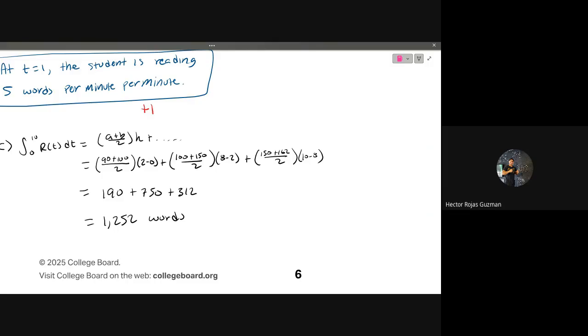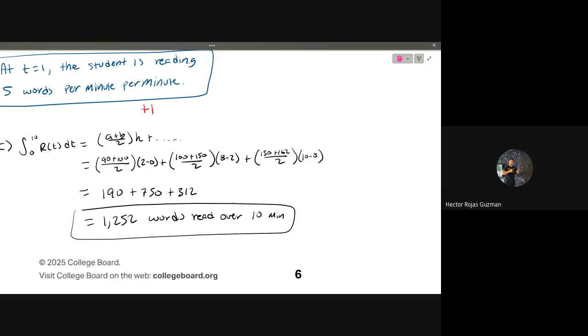Okay, now the conclusion. Words read over 10 minutes. Oh, I didn't even mark what you get points for, guys. But you do get 2 points out of this. I'm pretty sure one of them is going to be the trapezoidal form, and the other one's going to be the answer.